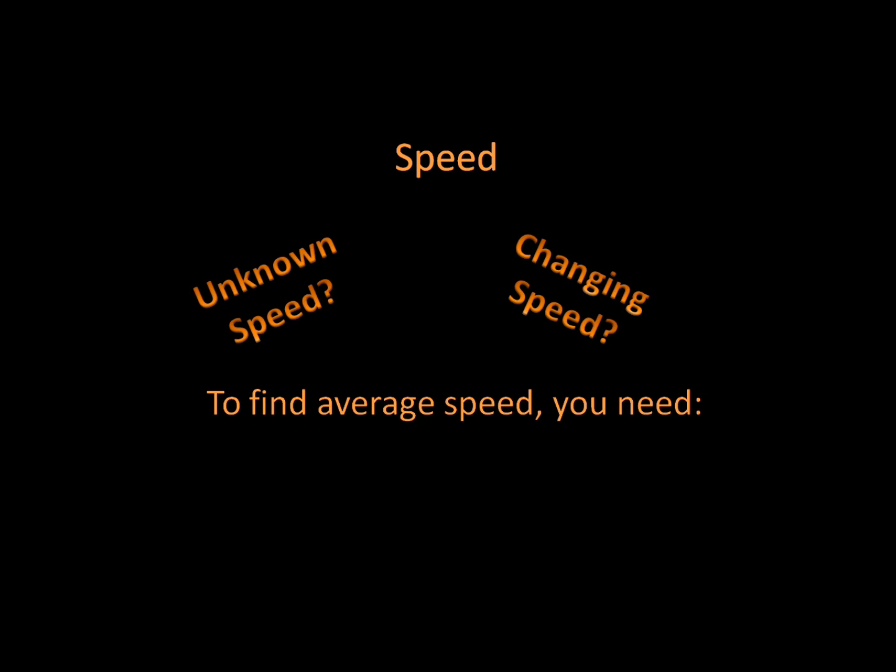But what if you don't know how fast something is traveling? Or what happens if the speed of the object changes during its journey? As long as you have certain information, you can calculate the speed that an object traveled during its trip. This is called average speed. In order to calculate speed, you need two pieces of information. You need to know the total distance traveled, and you need to know the total time it took to travel that distance. Once you have that information, you can calculate the average speed by using the speed formula.